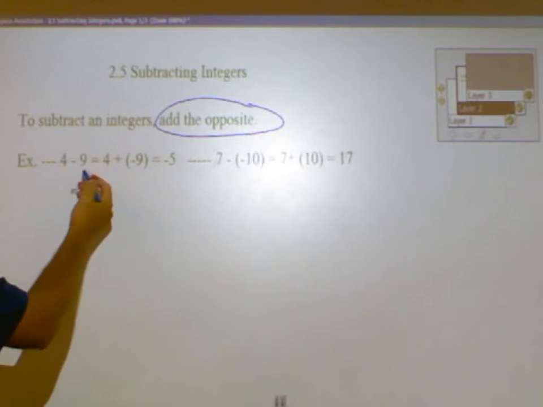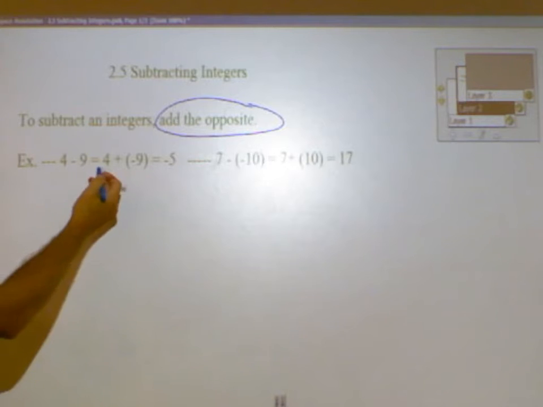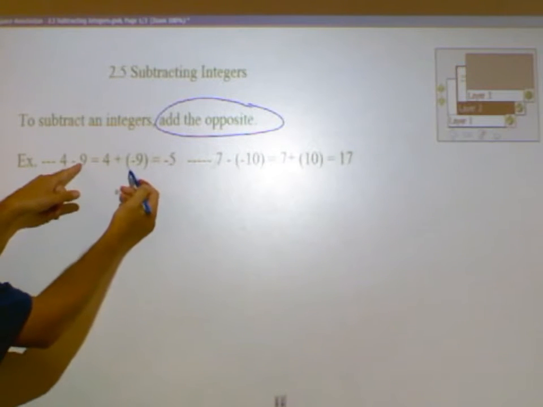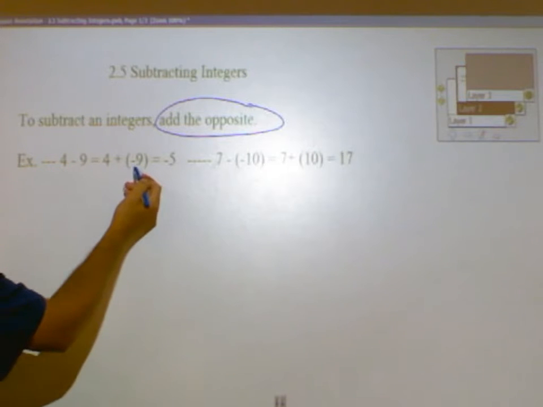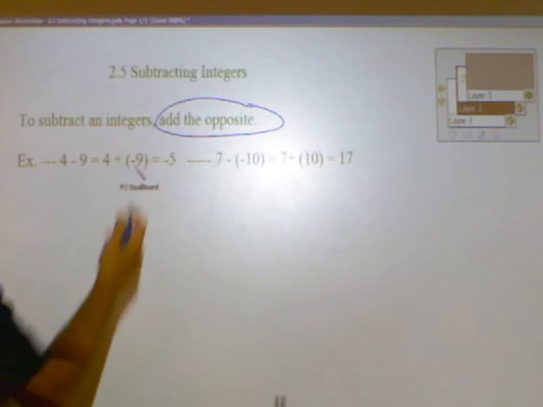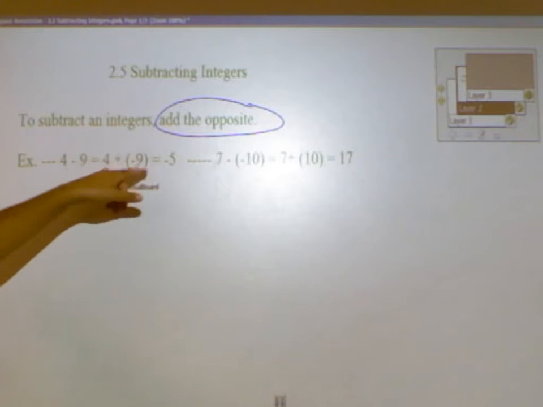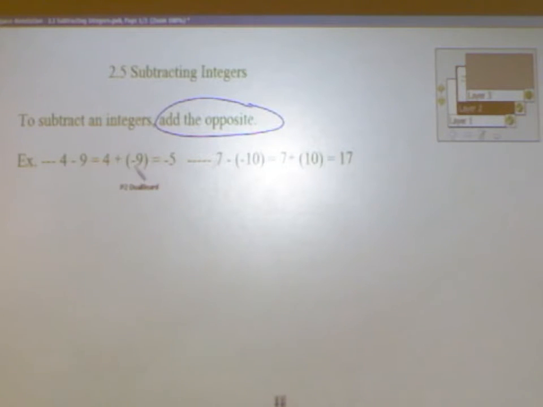Example, if I have 4 minus 9, I'm going to change that to 4 plus, okay, so I'm adding the opposite of my original. So it was 9, I'm going to change it to negative 9. 4 plus negative 9. Now I have opposite signs. Which one do I have more of? I have more of the negative 9, so I know I'm going to have a negative answer. I subtract big minus small, 9 minus 4, I'm at negative 5. Just like yesterday, what we did with the adding.